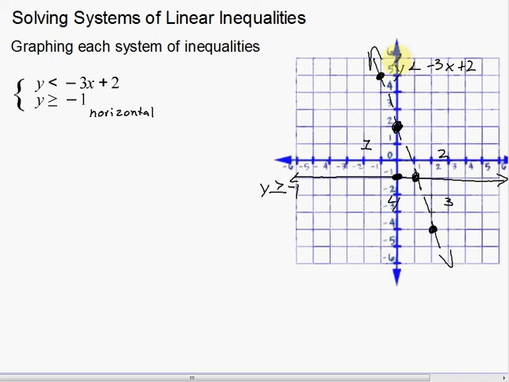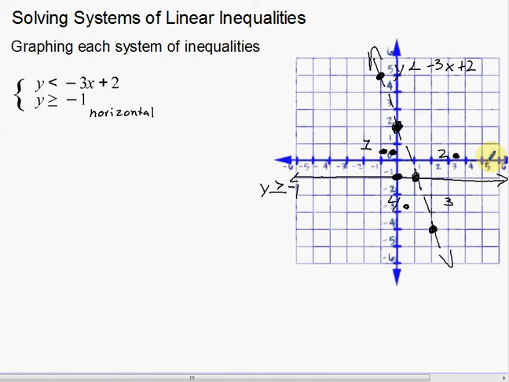Now, this first one, the y's that are smaller than the line, y's that are less than. So if I look at this line, the y's that are smaller are going to be down, which means down from this line is going to be region 1, or down from this line is also going to be region 4. Either one of those regions is going to be in my solution. And now over to this one here, y's are greater than or equal to negative 1. So as I look at this line, the y's that are greater are going to be up. So that's going to include region 1 here, and it's going to include region 2 over here.